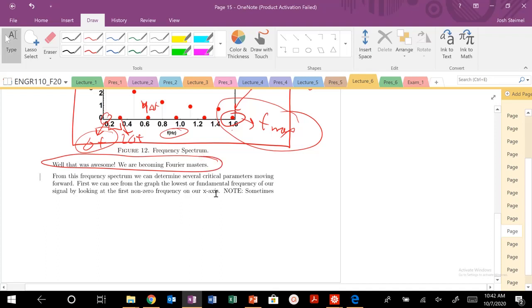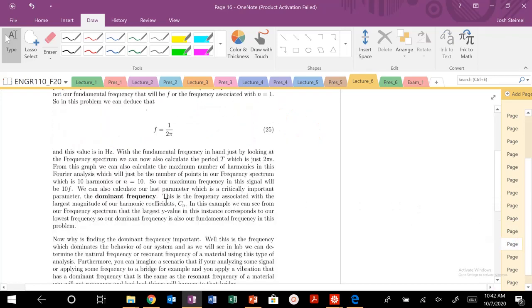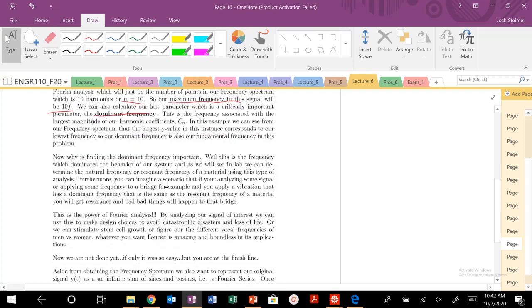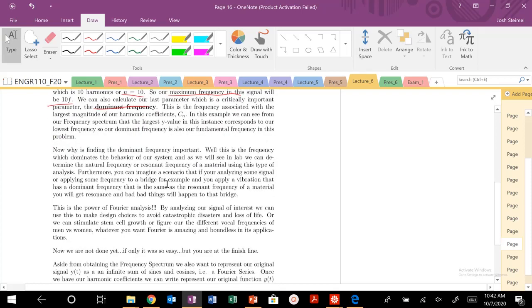So next time we are going to get into how we can utilize this. This is essentially what we've talked about previously: maximum frequency, dominant frequency. We're going to solve this mathematically, and one of the key aspects is always the physical insight we could gain into this Fourier spectrum analysis. The dominant frequency is an important parameter to see. In lab, we're going to figure out the natural or resonant frequency of an aluminum beam using this type of analysis. We're going to take a beam, deflect it, and it is going to vibrate.